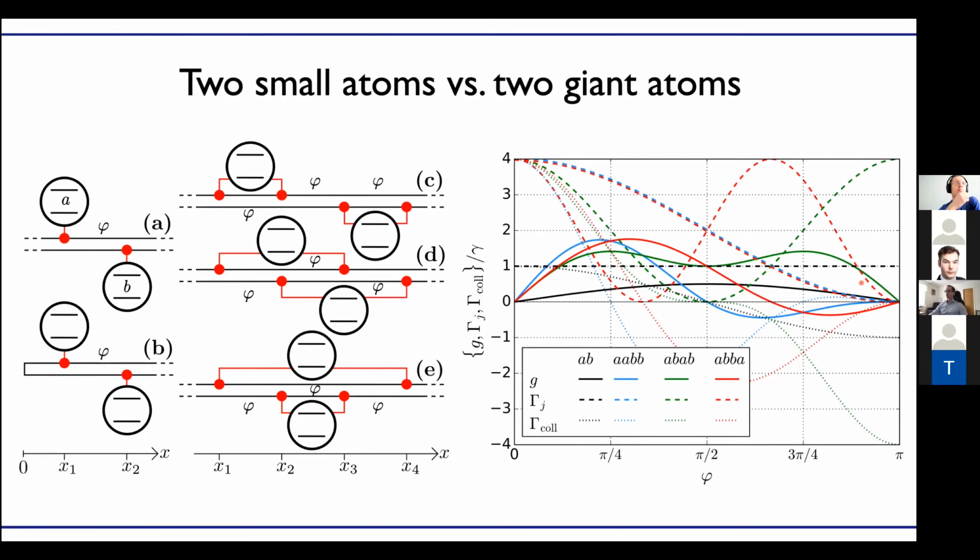Now, the giant atoms, it turns out, are somewhat different here. So let's plot now this exchange interaction, the individual decay, and the collective decay as a function of the distance between neighboring coupling points with phase difference phi. So there's a lot of lines here, but I'll walk you through it. So the black lines is the small atoms.